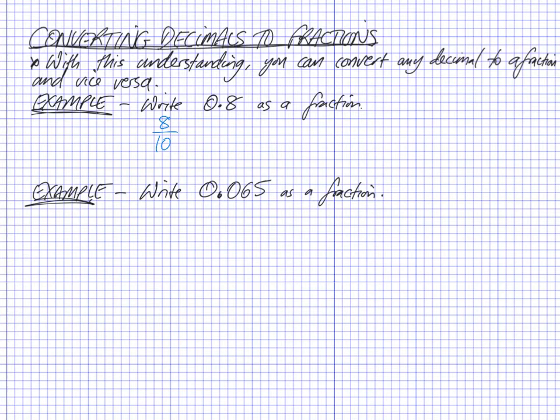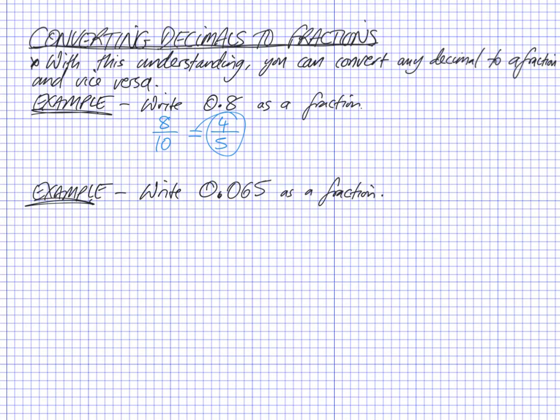But in high school maths, it's good practice to write everything in lowest form. And that's not in the lowest form because I can divide the numerator and denominator by the same thing. I can divide them both by 2. So 8/10 is 8 divided by 2 is 4, and 10 divided by 2 is 5. That is 0.8 as a fraction in simplest form.